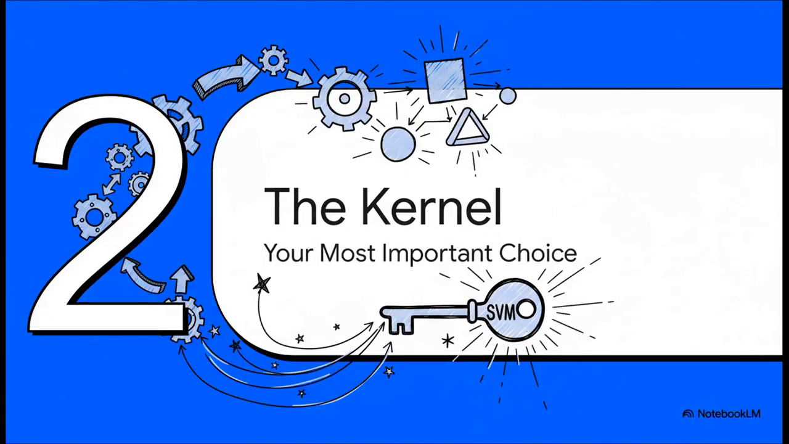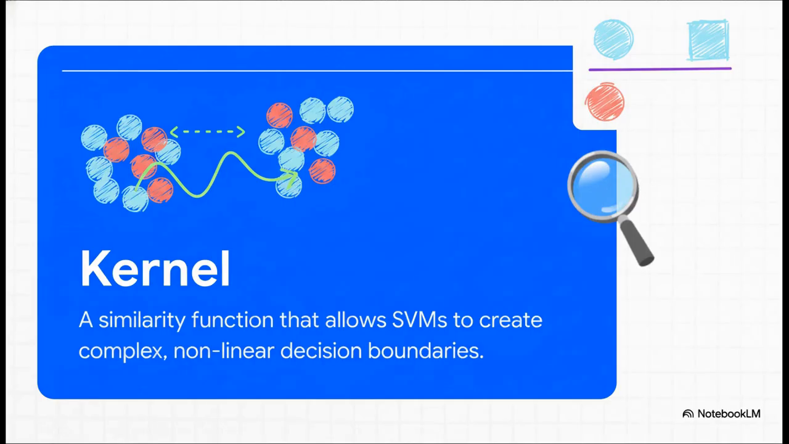Now, both of those decisions matter, for sure. But your choice of kernel, that is, without a doubt, the most important, most fundamental choice you are going to make. So let's really dig into that, because this is what unleashes the true power of an SVM. So what the heck is a kernel, anyway? Well, the simplest way to think about it is as a similarity function. It's a little machine that takes two of your data points, looks at them, and spits out a single number that says, hey, these two are this similar.